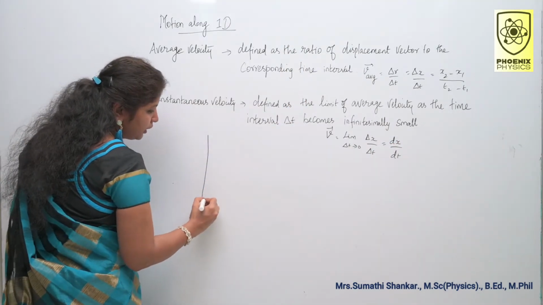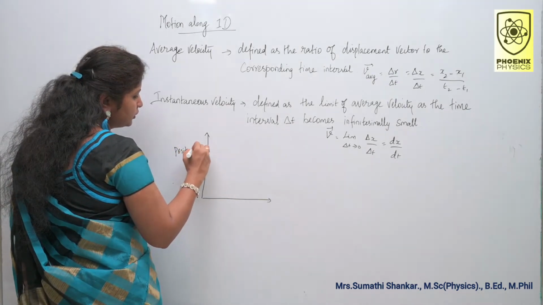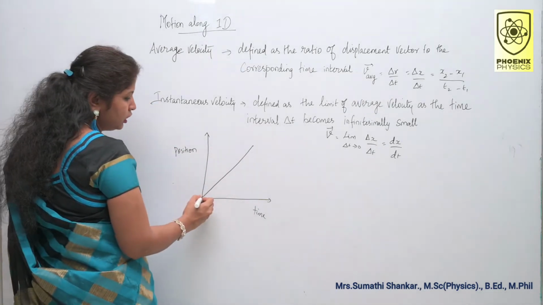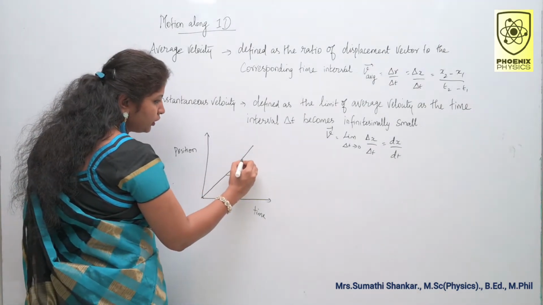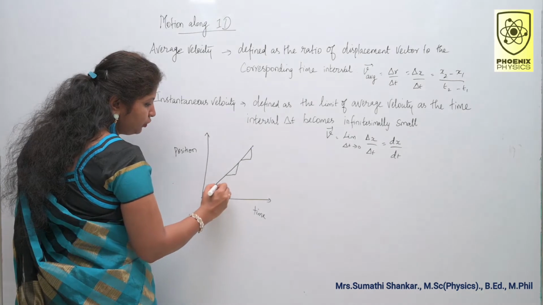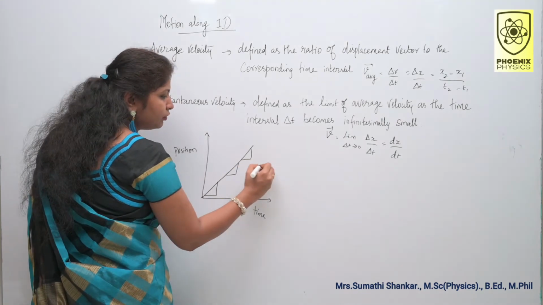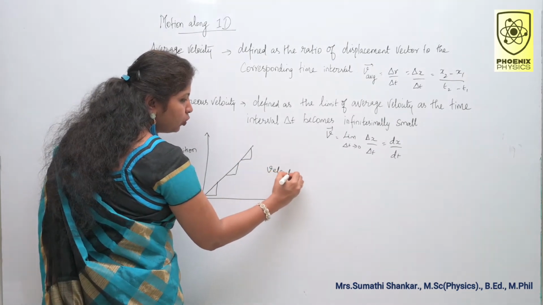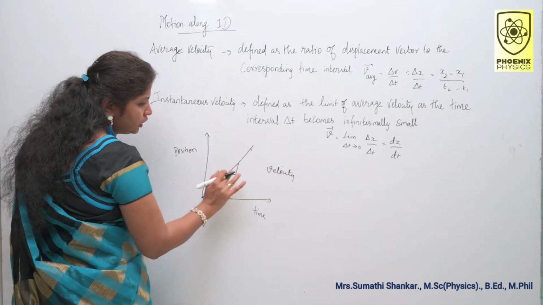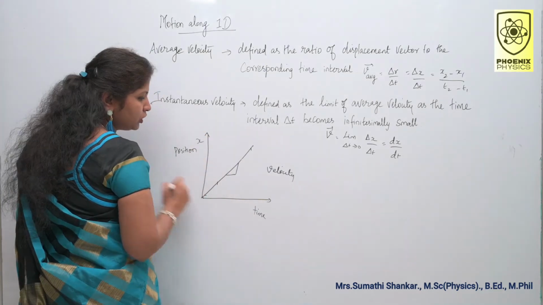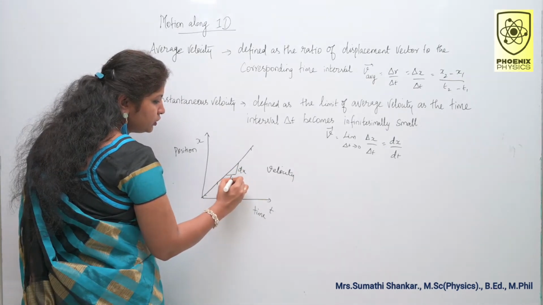Look at this graph. This graph is plotted between position and time. You get a straight line. Suppose you find the slope between any 2 points, you can find the slope here or here. If you find the slope between any 2 points, that will give velocity. How? Consider this slope alone. Here this is position, that means x, and time means t. So this one is dx and this one is dt.